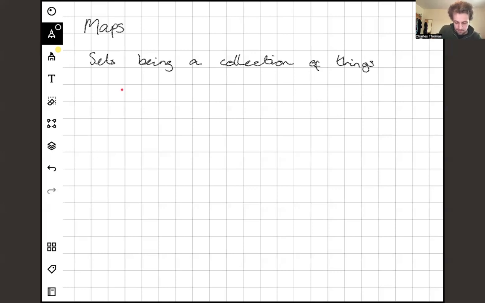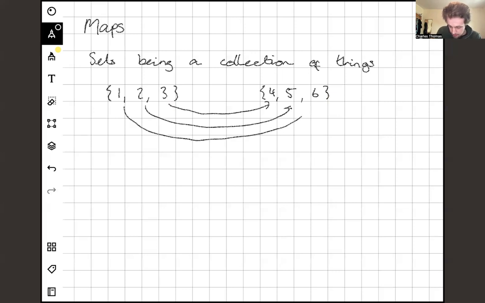So if I have a set 1, 2, 3, I can relate it to the set 4, 5, 6 by either just drawing arrows, or in fact I could write down a rule. I could say that f of x goes to x plus 3.